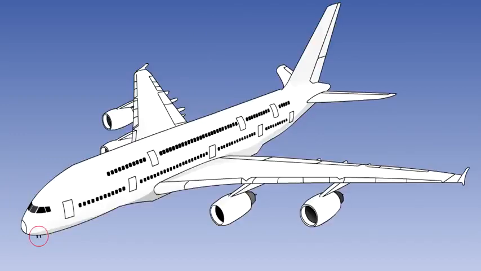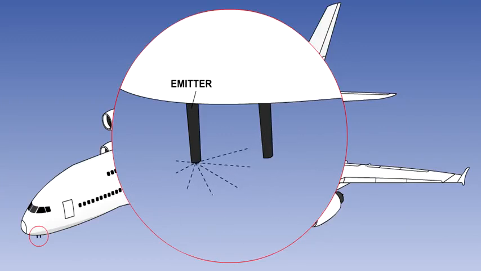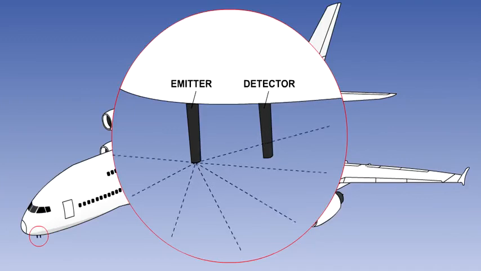The final accretion type of ice detector that we want to look at is the beta particle detector. This is the most modern type of detector. It has no moving parts. The detector consists of 2 probes, mounted perpendicularly from the forward fuselage. The forward probe is an emitter, which emits beta particles. The rear probe is a beta particle detector, which detects the level of particle transmission from the front probe.